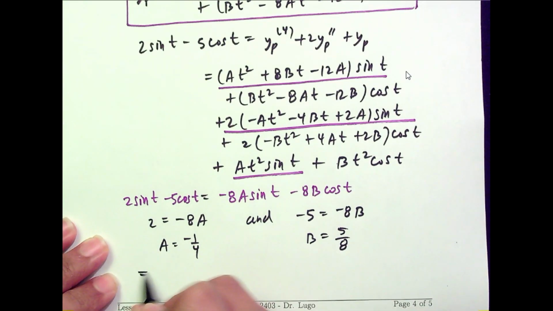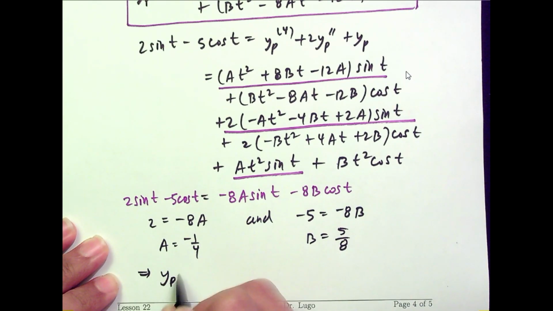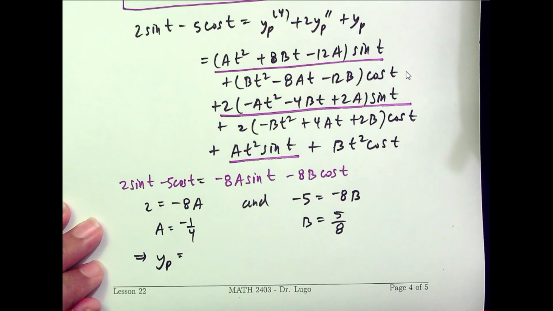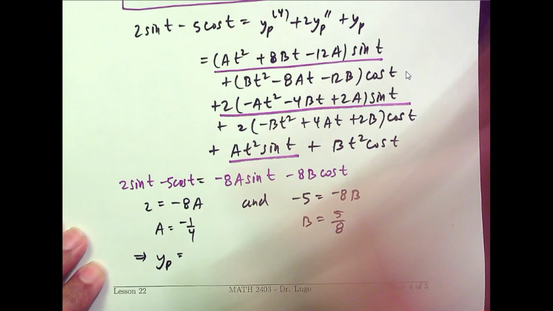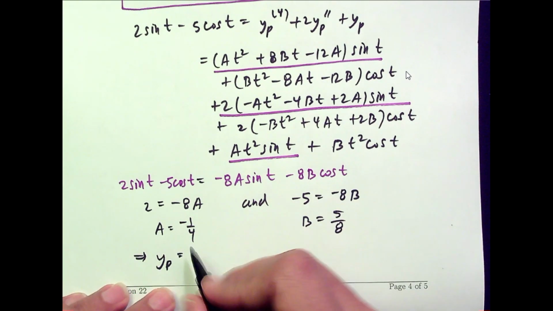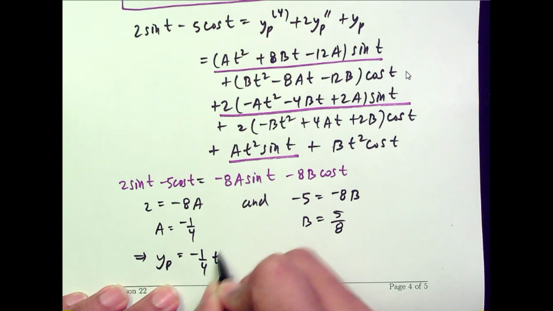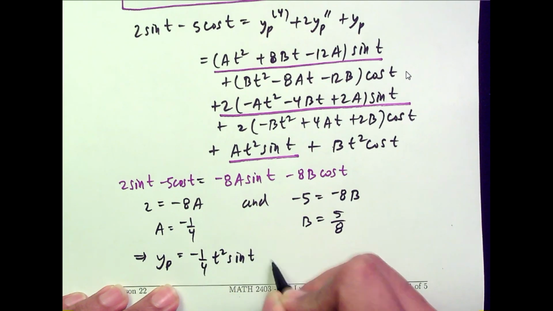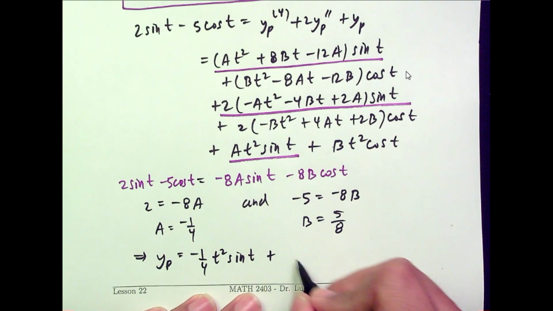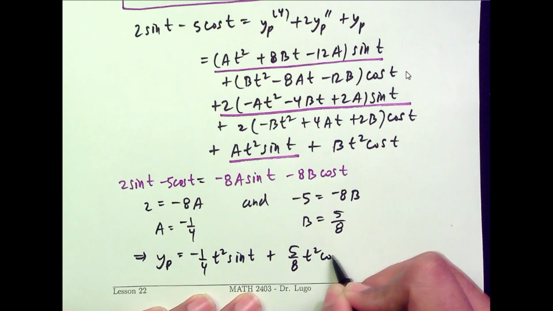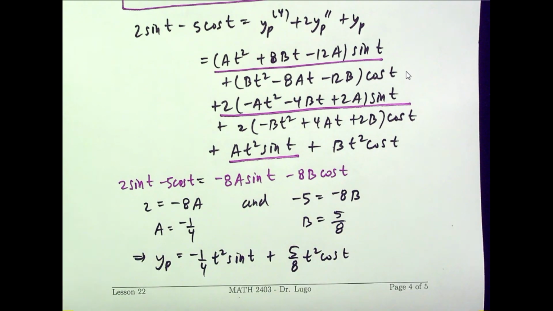So therefore, the particular solution is a, which is negative 1/4, t squared sine of t, plus b, which is 5/8, t squared cosine of t. That is the particular solution.